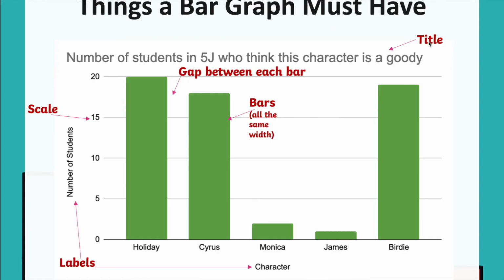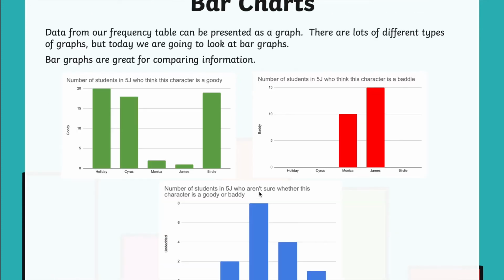So I need a title, I need labels, I need a scale, and then I need bars in a bar graph. Now my bars need to be the same width. Obviously they're different heights depending on how many people thought each character was a goodie, but they need to be the same width. Each bar needs to be labeled, and each bar needs to have a gap in between it. Okay? So again, there's some examples of some bar graphs.